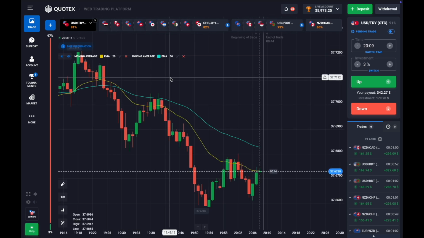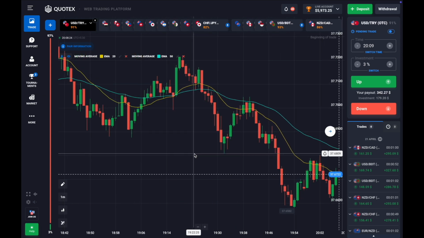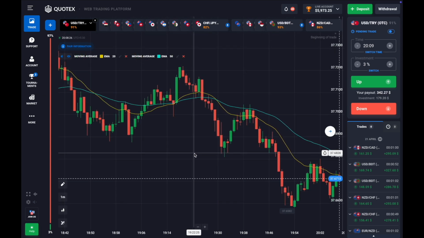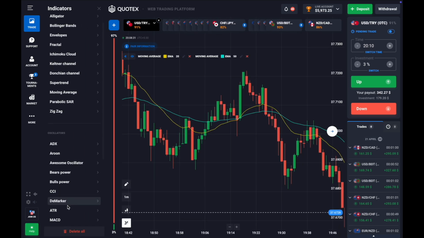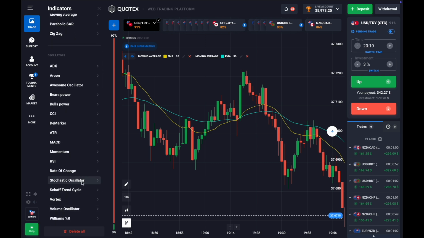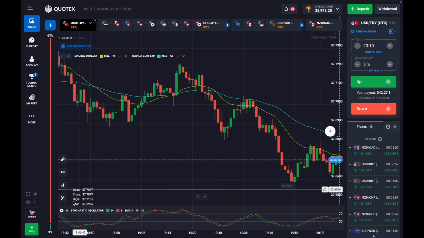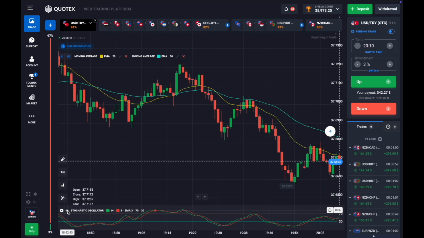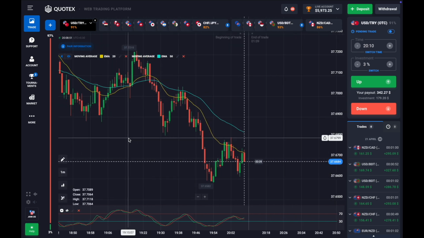Now here you can see two lines, that is 20 period moving average and 50 period moving average. You are seeing two lines on your chart. I'll explain you the rules of these lines, but we are adding one more indicator, that is stochastic oscillator. This is the one, stochastic oscillator. The values here are the same default values, we are not changing anything, and we are now ready to trade. I'll explain you the rules which you need to follow. So this is the setting.